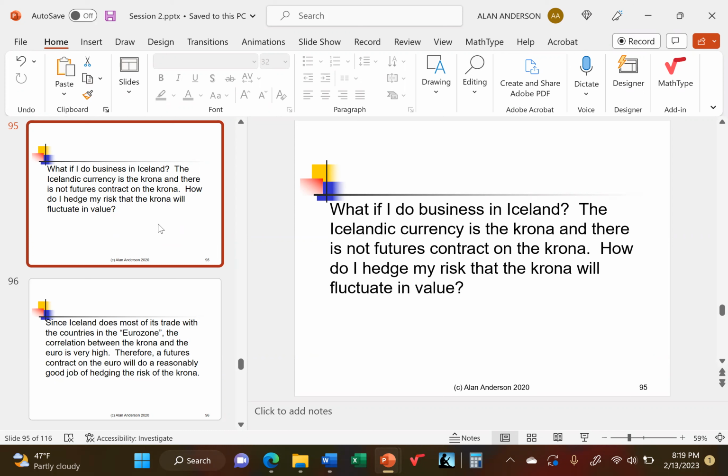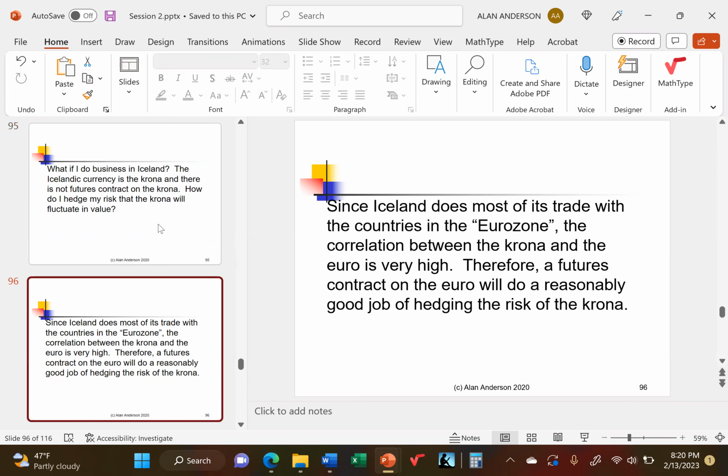Well, here's what we can do as a compromise. Since Iceland primarily trades with the countries in the so-called Eurozone, which are the countries that use the euro as their common currency, why don't we try this? Instead of buying a futures contract on the Icelandic krona, which doesn't exist, we may be able to do a very good job hedging our risk by buying a futures contract on the euro. Presumably, if Iceland does most of its trading with the Eurozone countries, then the economy of Iceland should be highly correlated with the Eurozone countries. And so by using a euro contract, I should be able to manage my risk very well, although it won't be perfect.